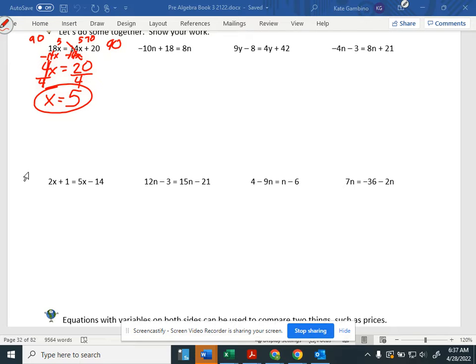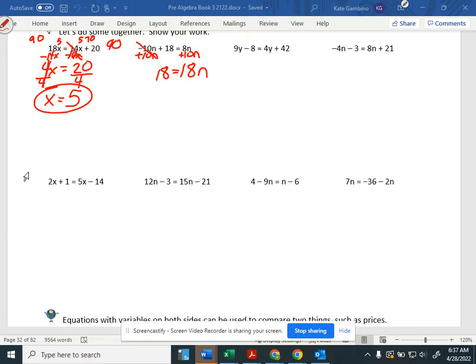First, we're going to move our negative 10n over to the other side of the equal sign. So I have to do my opposite operations. The opposite of minus 10n is plus 10n. So minus 10n plus 10n cancels out, and I have a positive 18 equals 8n plus 10n, which is 18n.